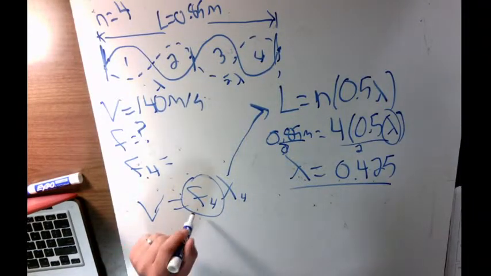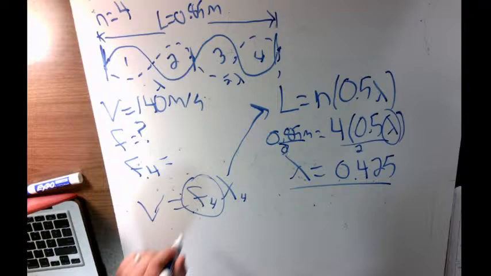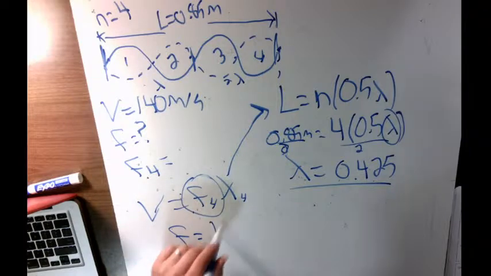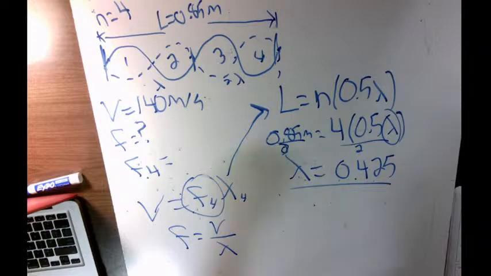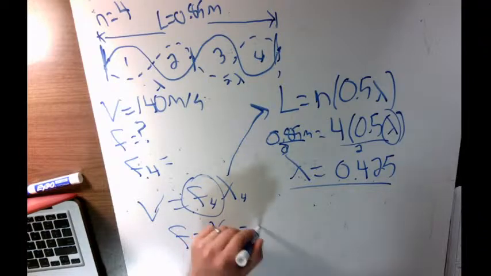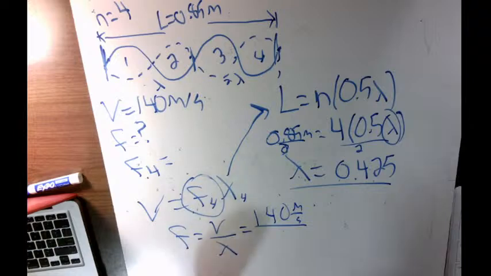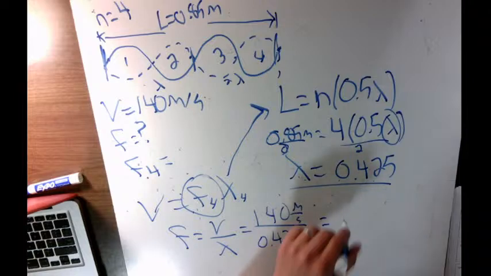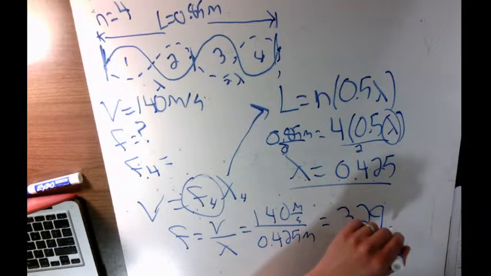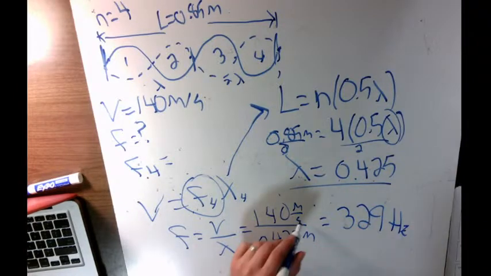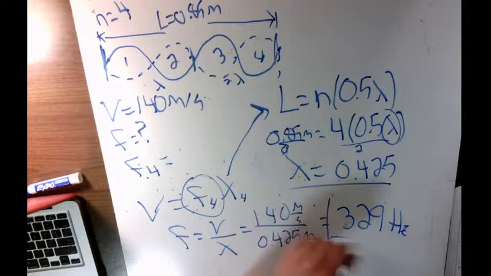Let's figure out the frequency of our source. So the frequency is equal to the speed of the wave divided by that wavelength, which is going to be 140 meters per second divided by 0.425 meters, giving us 329 hertz. 1 over seconds is a hertz.